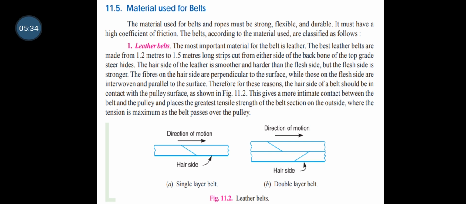is the most important material for making the belt. The best leather belts are made from 1.2 meter to 1.5 meter long strips cut from either side of the backbone of the top grade steers.